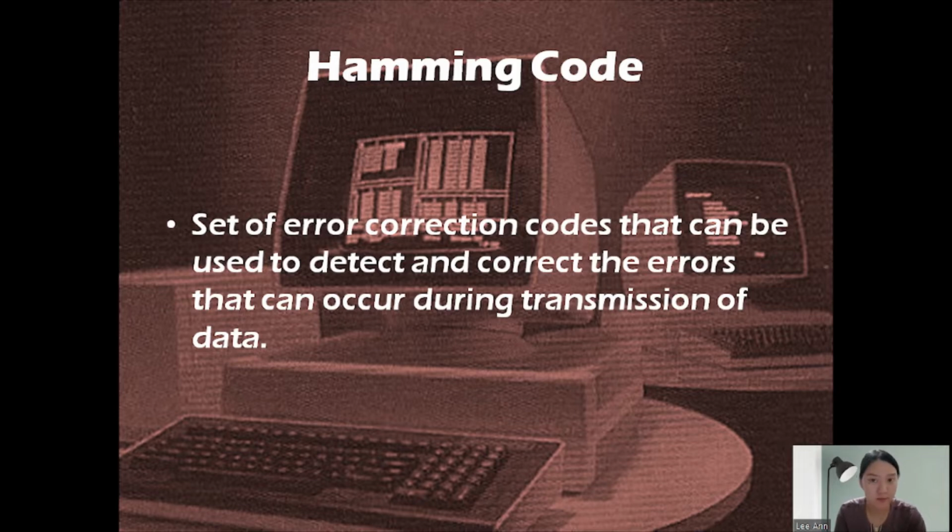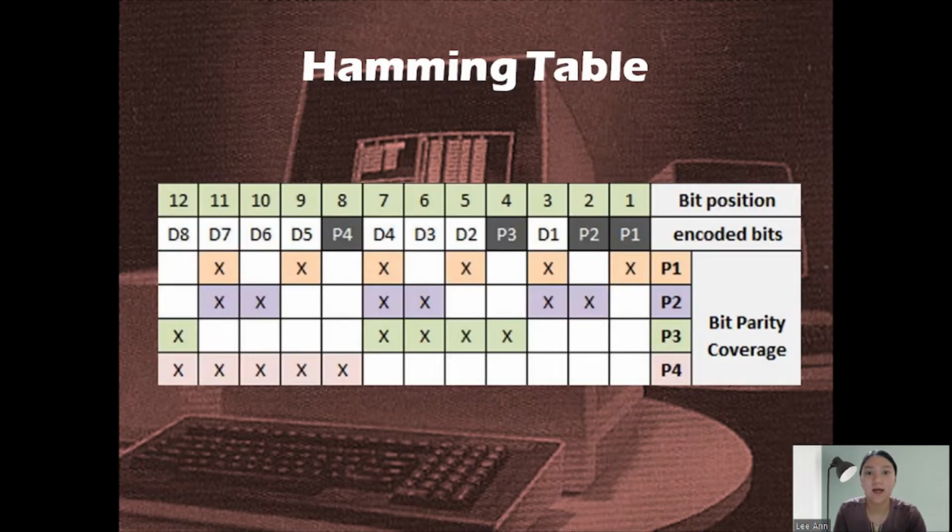answer the given problems. So first, this is the Hamming table, where the bit position is labeled 1 to 12. In our case, since we're using the 12-8 coding scheme, the bit position is from right to left. And the given bits are going to be placed according to the respective pattern in our table in the encoded bits, where the X are going to be replaced by 1 and the blanks are going to be replaced by 0.